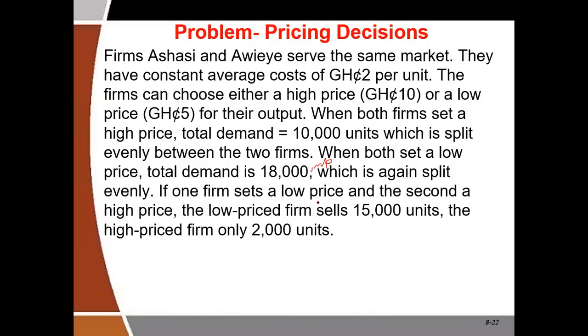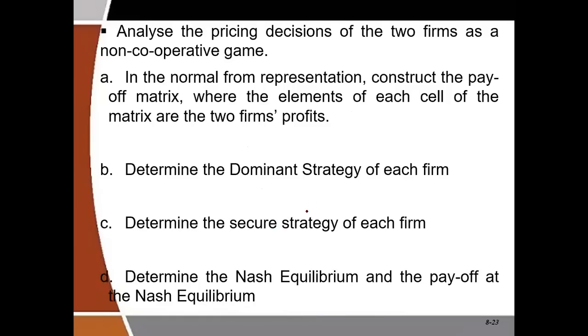Now, if one firm sets a low price and the second firm sets a high price, the one that sets the low price will get 15,000 units. The one that set a high price will get 2,000 units. So the requirement is that we should analyze the pricing decisions of the two firms as a non-cooperative game. That means that each of them is seeking their own interest.